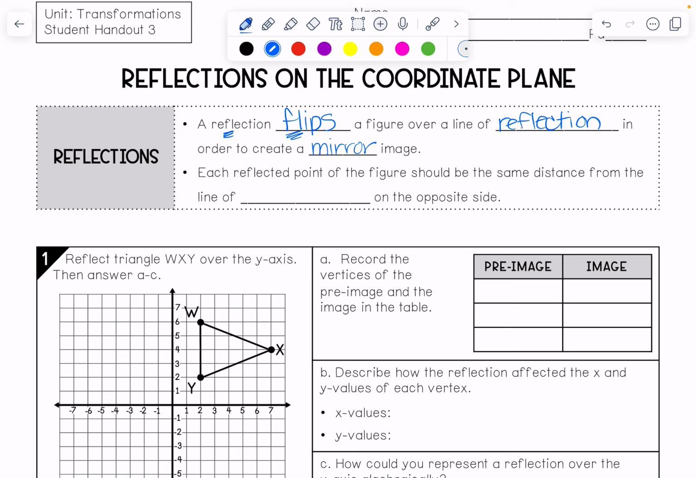So each reflected point of the figure should be the same distance from the line of reflection, but on the opposite side. And sometimes our line of reflection might be the x-axis or the y-axis, and other times it could be a different part of the coordinate plane as well.